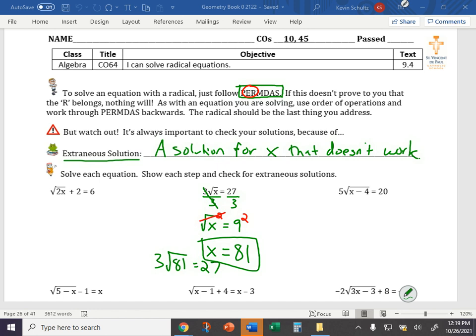If you don't check your answers and you put an extraneous solution as an answer on your test, I'm going to mark it wrong because that's not a solution to the equation. So we have to solve it a different way, or you just get it right and you're fine. Let's go over one that's extraneous and you'll see what I mean.